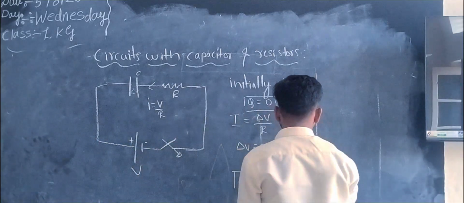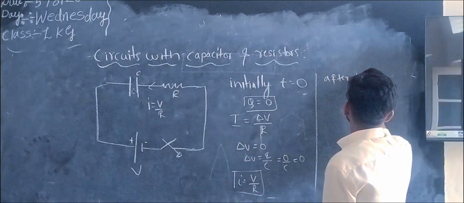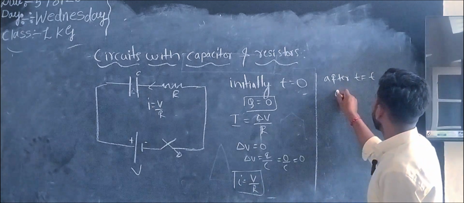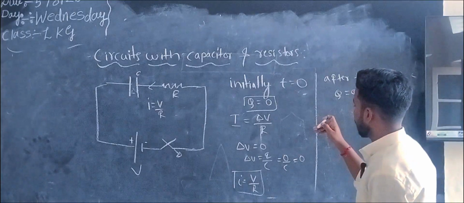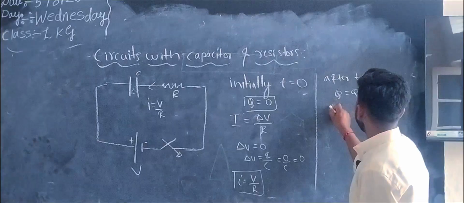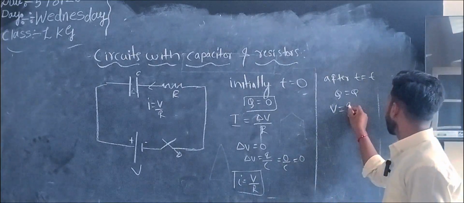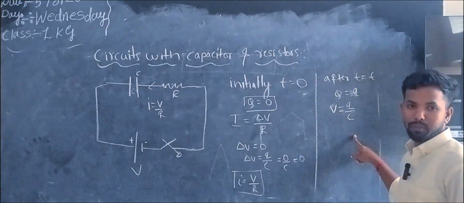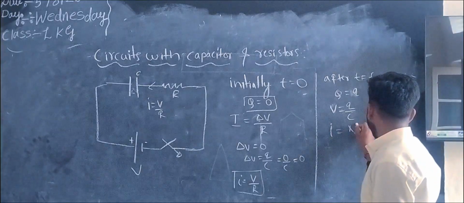Second condition, after time t, Q is equal to Q. Then V, the potential difference, is equal to Q by C. Q is equal to Q. V is equal to Q by C sometimes. Then I is equal to V by R.